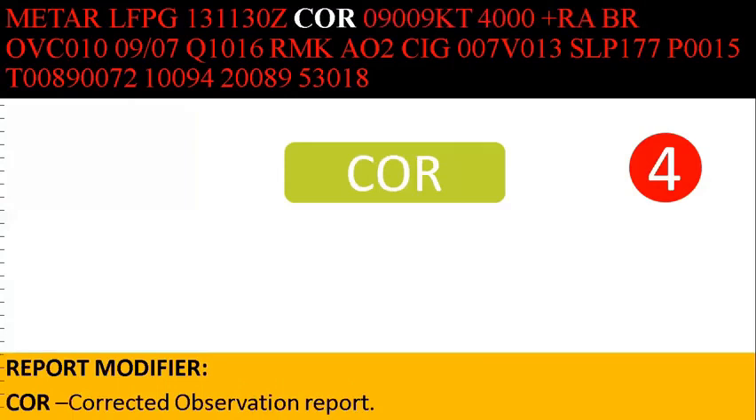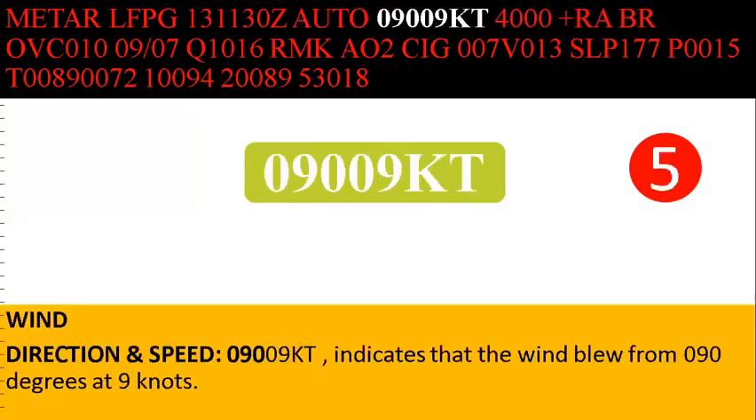COR stands for corrected observation report. Sometimes in place of auto, we will observe COR. It indicates a corrected observation.